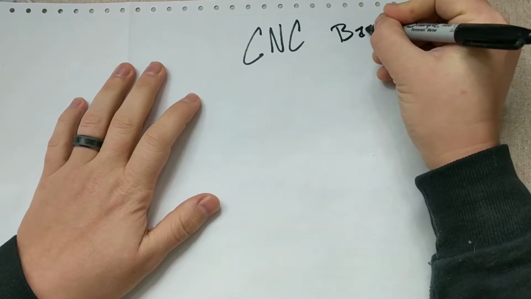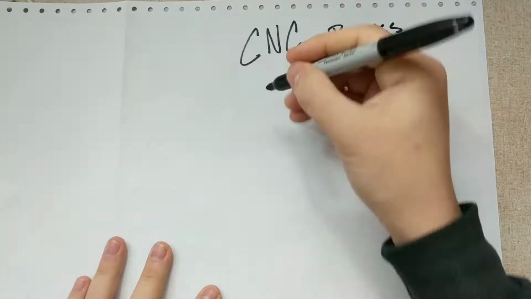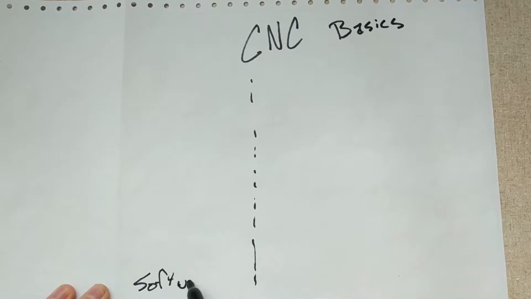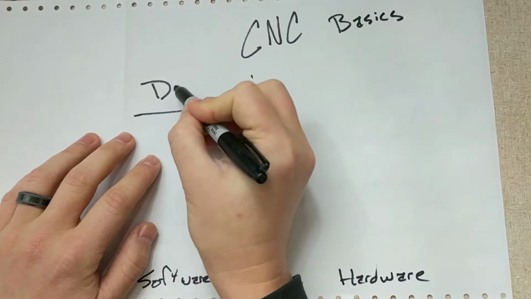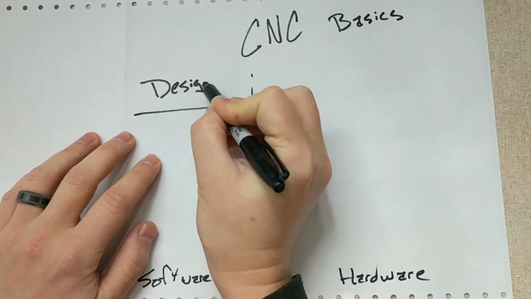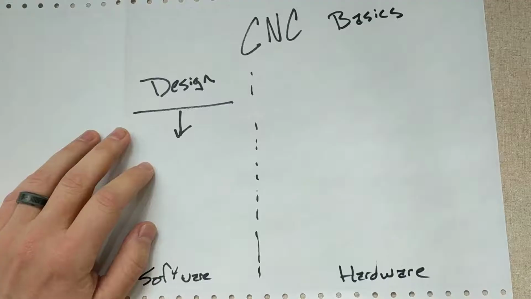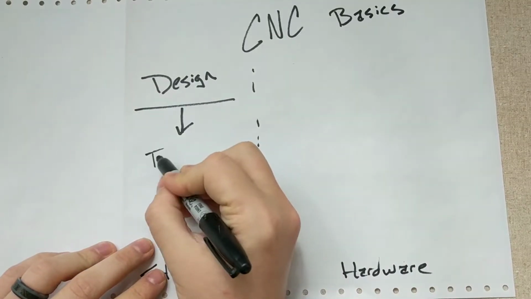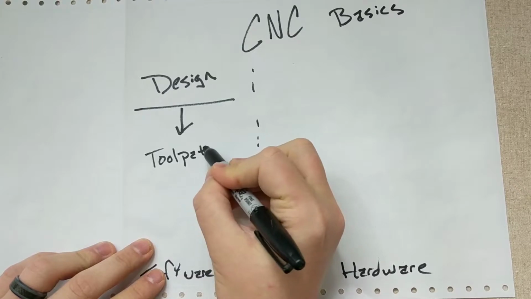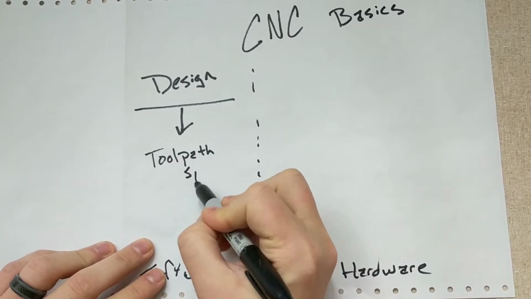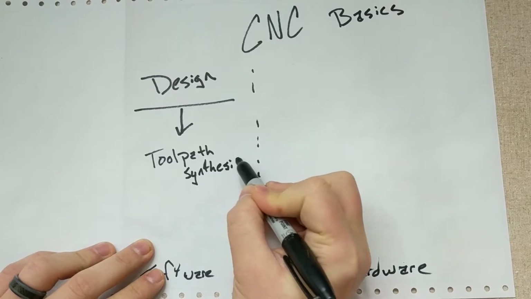CNC stands for Computer Numeric Control. It's basically the marriage of software and hardware to produce products. Starts off with a design, whether that's a 3D design or a 2D design. And then from the design, we go and we do a toolpath synthesis. This is the actual toolpath that the machine head will follow as it's cutting or engraving or printing.